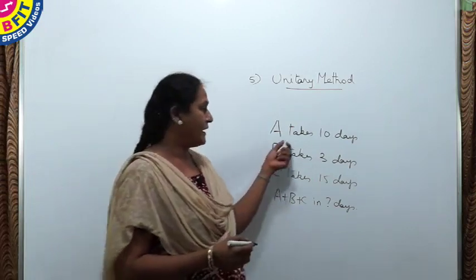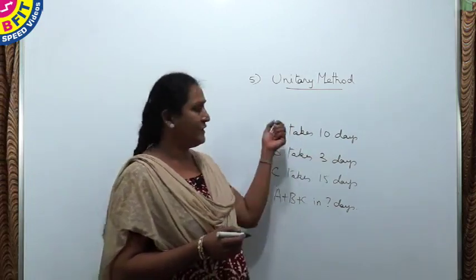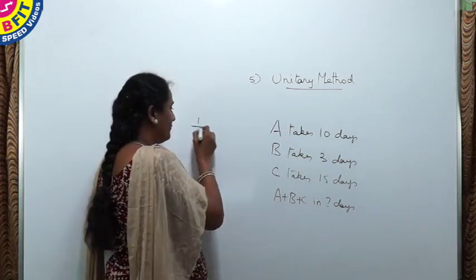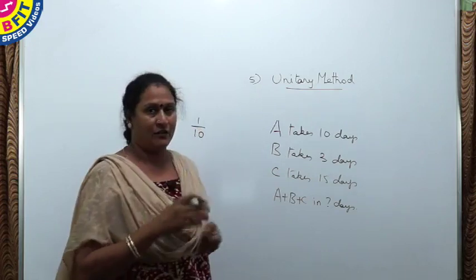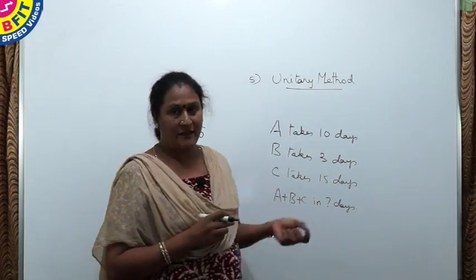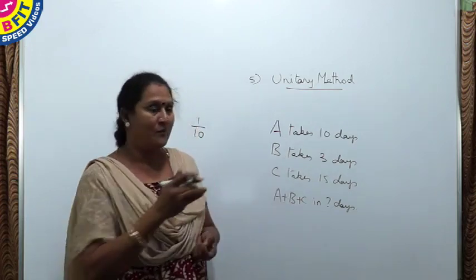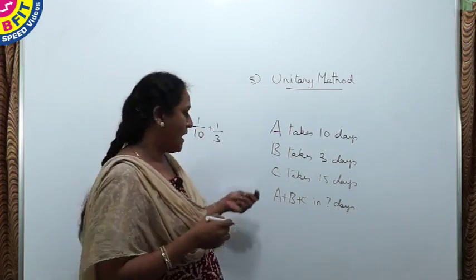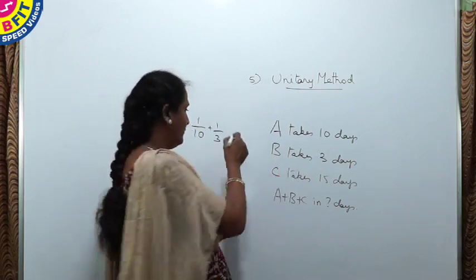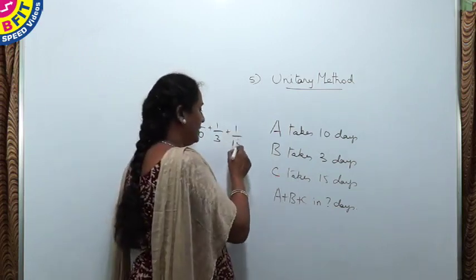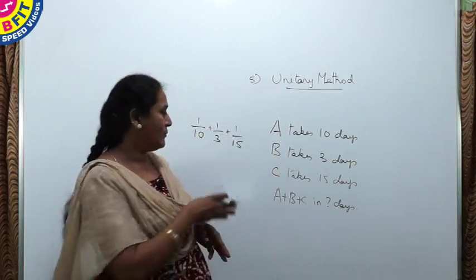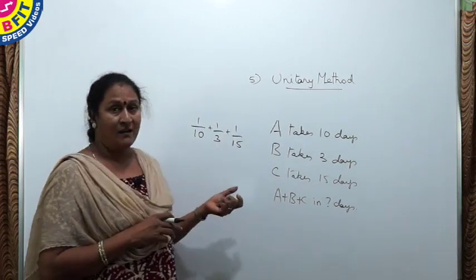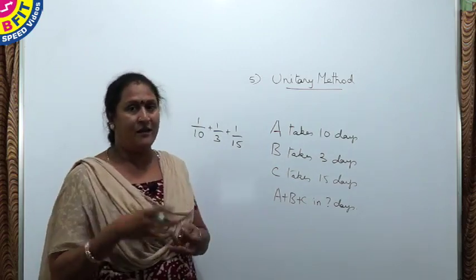So if A can do a work in 10 days, so proceeding by the unitary concept, in one day he can do 1 by 10th of the work, and B in 3 days, in one day he can do 1 by 3rd of the work, 1/3 of the work, and C in one day can do 1 by 15th of the work. So normally they will proceed like this to find time taken together. So in this we get work done by all the 3 per day and then reciprocate.